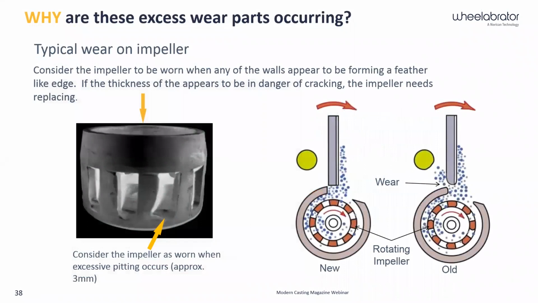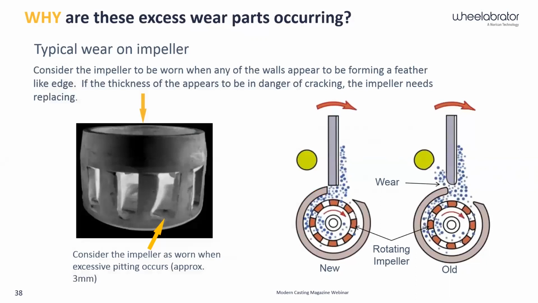Whenever you can read there, the impeller is worn when the wall appears to be forming a feather-like edge. The purpose of the impeller is to keep that abrasive generated and fluffed, and it sets the timing coming out of that control cage onto the blade. As those vanes get thinner and thinner, they're not generating and moving the abrasive around the same, and the timing is going to be off.